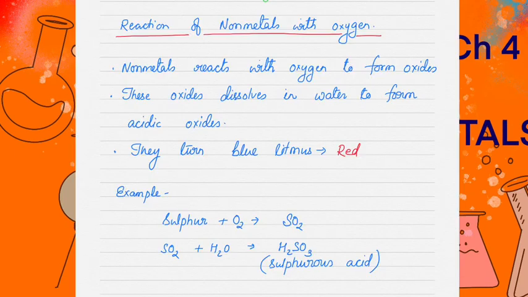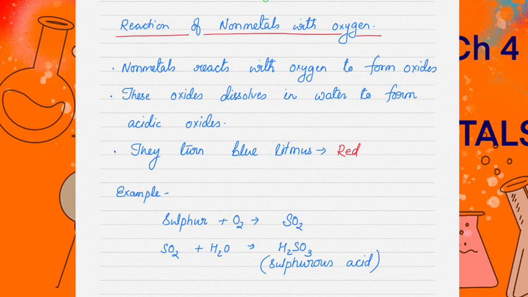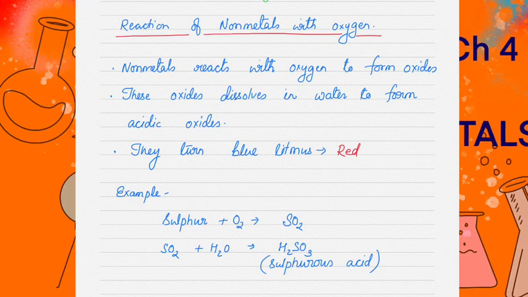When we come to non-metals, they react with oxygen to form oxides. The oxides of non-metals are acidic in nature, so they will convert the blue litmus to red. An example is sulfur. Sulfur will produce sulfur dioxide, which reacts with water to form sulfuric acid. You know, sulfuric acid is an acid. So all the non-metals will form acidic oxides.